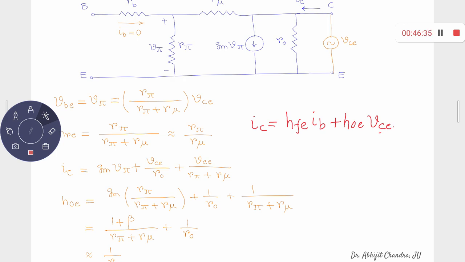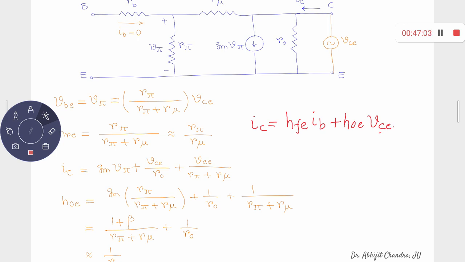And what is the current through the other path? What is the resistance over here? R pi plus R mu. So what is the voltage VC? So VC upon R pi plus R mu, plus VC upon R naught, plus gm v pi. The combination of these three will give you simple IC. Is that clear or not?